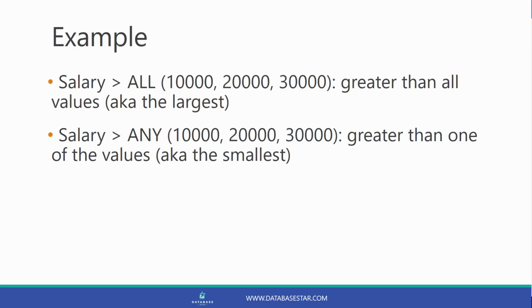For example, if we want to check the salary is greater than all of 10,000, 20,000 and 30,000, it means it needs to be greater than all of those values, or you could say it's greater than the largest. If you write salary is greater than any of 10,000, 20,000 and 30,000, it means it needs to be greater than one of the values, or greater than the smallest value.